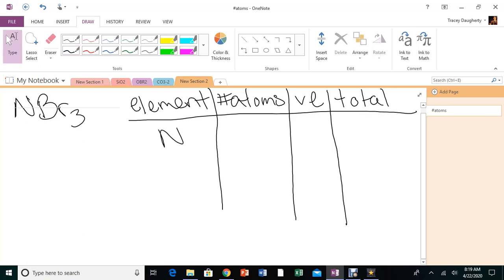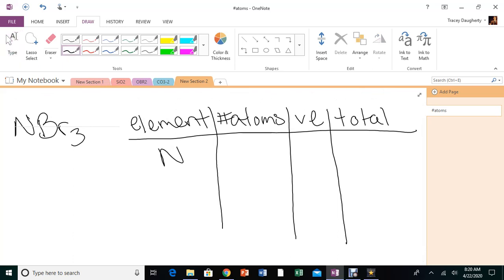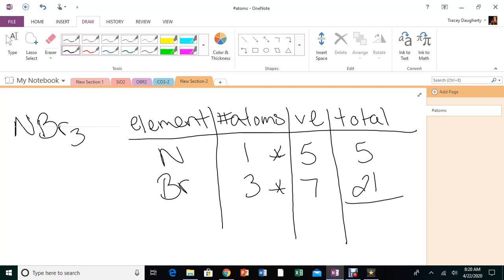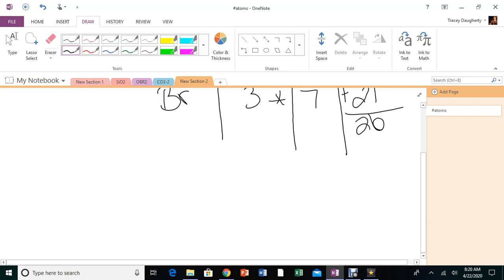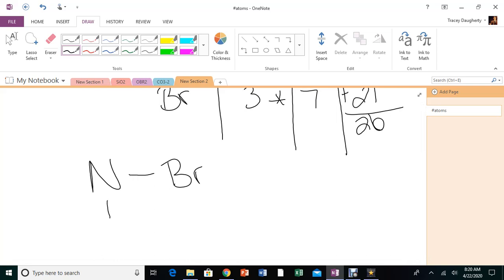So we have N and Br. We have 1 nitrogen, 3 Brs. Valence electrons on nitrogen is 5, Br is 7. 1 times 5 is 5, 3 times 7 is 21. So we have a total of 26 electrons. So N surrounded by 3 Brs.